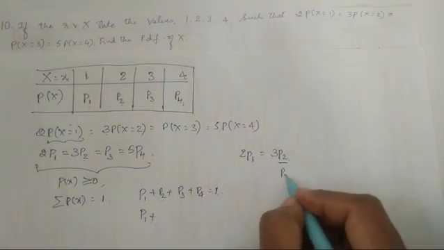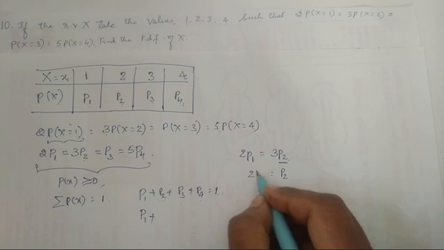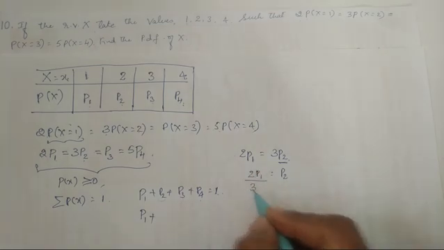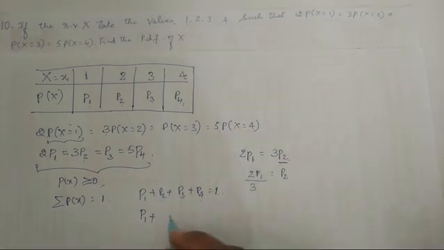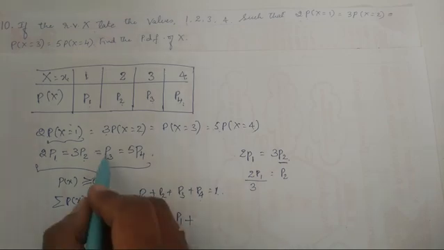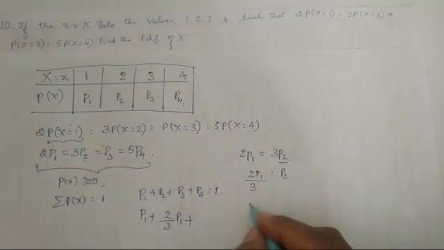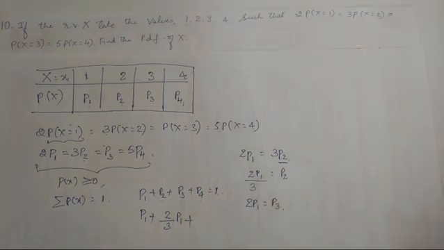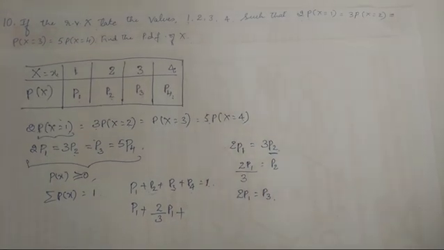So P2 will be equal to 2P1 divided by 3. Substitute here 2 by 3 into P1 plus P3. Now you have to consider these two. I won't continue, you have to do it yourself. I am just giving you a hint. 2P1 is equal to P3. If so, in place of P3 you can directly write 2P1 here.